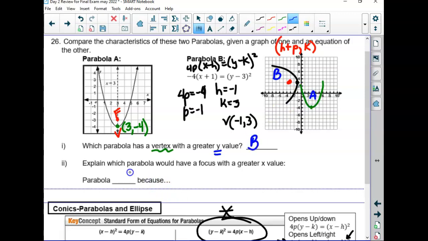B. Okay, explain which parabola would have a focus with a greater x value. A greater x value means what? Further which way? To the right. So which focus point has to be further to the right? Right? Inside this parabola, inside this parabola. So A, and you can just say because it's further to the right. We didn't have to really find a bunch of stuff, right? It's just concepts. Is everybody okay on that one? But it's a couple points, so make sure you don't skip that question. Are we good?